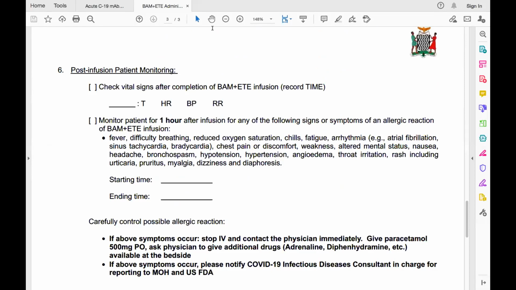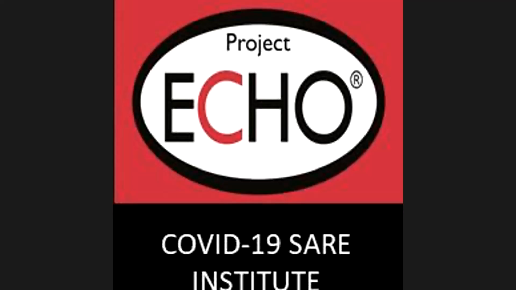And like we said earlier on, these forms are supposed to be printed, and each facility that will be collecting these monoclonal antibodies is supposed to make sure that these are printed, and pharmacy make sure that we are in custody of this, so that every time we dispense, these forms are given at the same time with a drug.